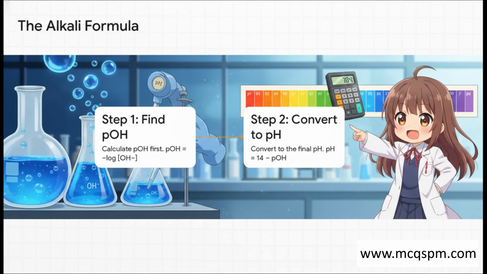Now, for alkalis, listen up because there's a really important extra step. You can't just calculate their pH directly. First, as you can see in step 1, you have to calculate something called the pOH, using the hydroxide ion concentration. Then, for step 2, it's easy. You just take that pOH value and subtract it from 14 to get the final pH.